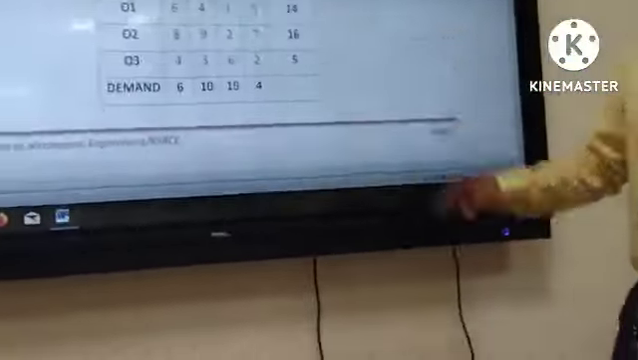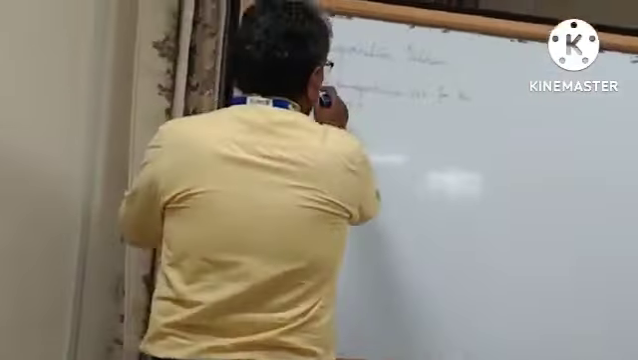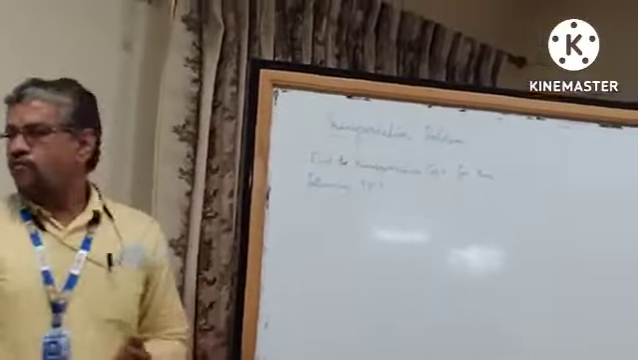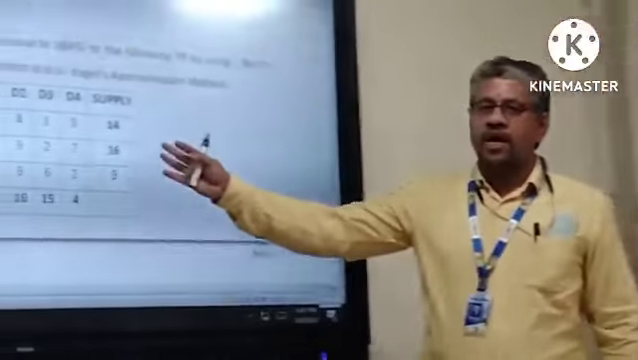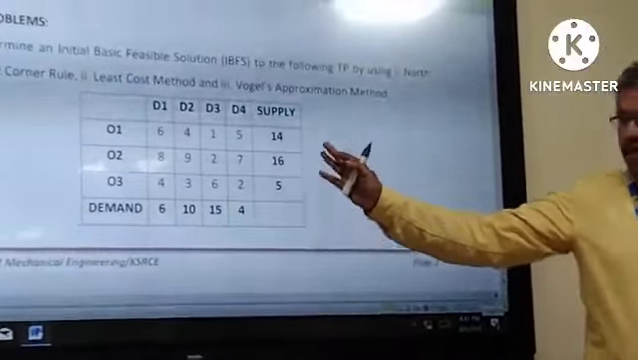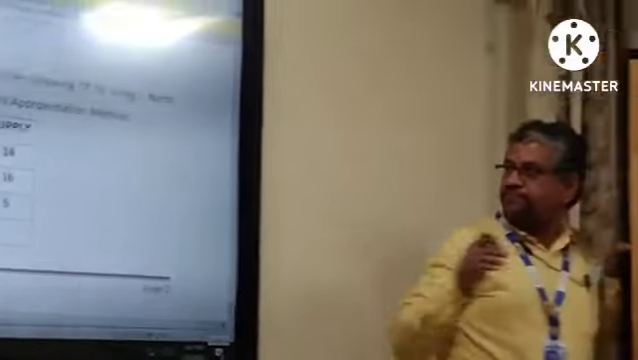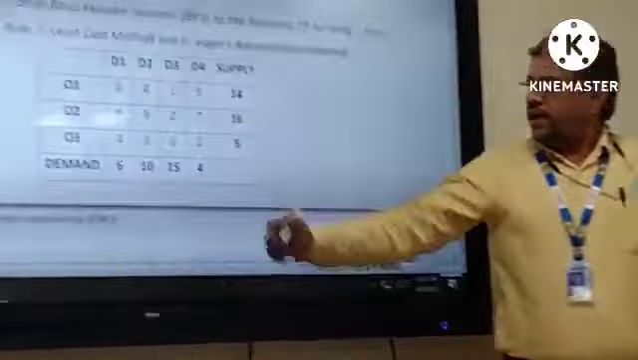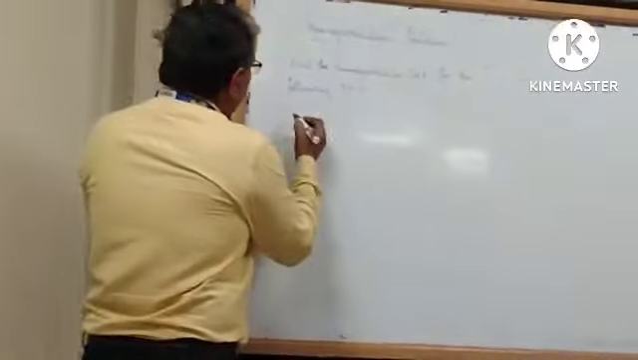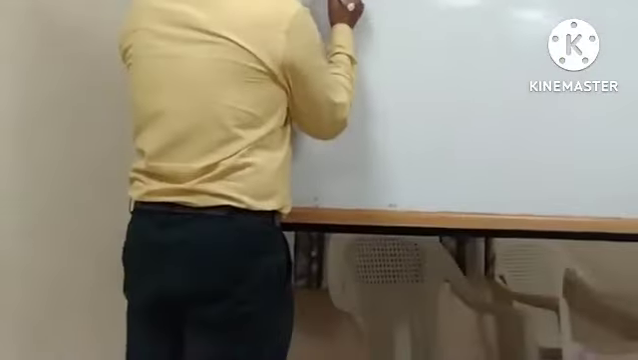Now I am going to solve a simple problem in all three methods. Find the transportation cost for the following TP. This is the problem. I am not going to write the problem again. It is already there in your notes. Right. First I have to take the northwest corner rule.